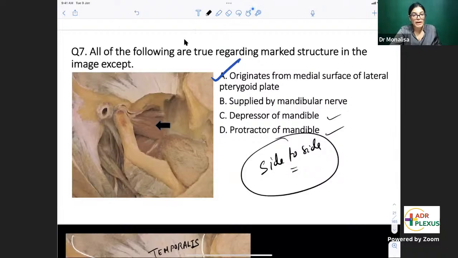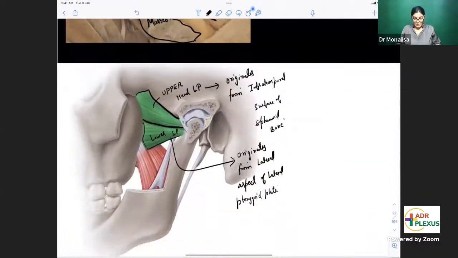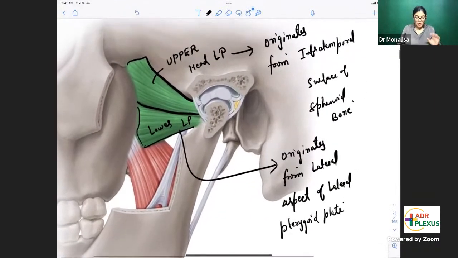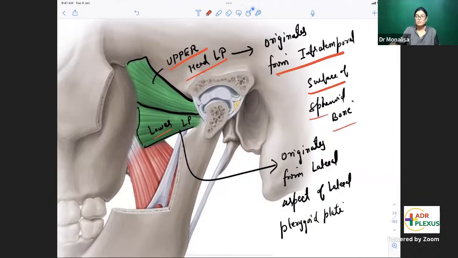Origin once more. Okay, Raghupati, why not? Sure. See here, let me show you. Can you see there are two green bellies which are shown? Raghupati, please concentrate. We have got two green bellies. See here, so upper head and we have got lower head. When I'm talking about the upper head, it is originating from the infratemporal surface of the sphenoid bone, and the lower head is originating from the lateral aspect of the lateral pterygoid plate.